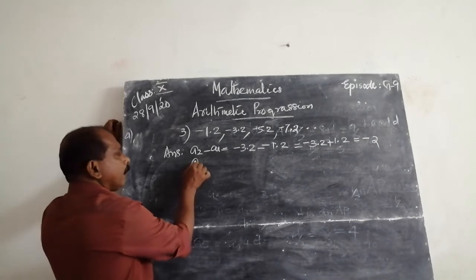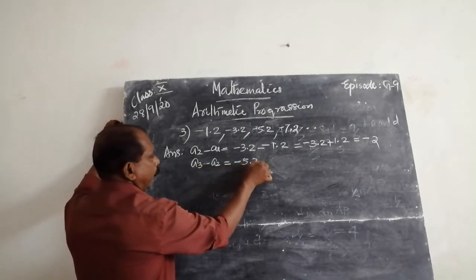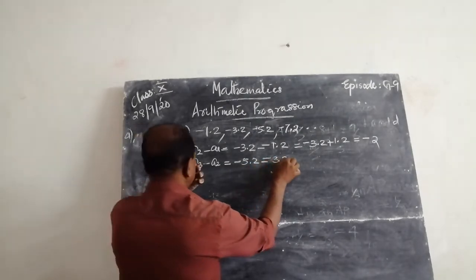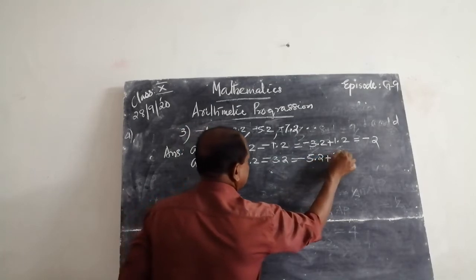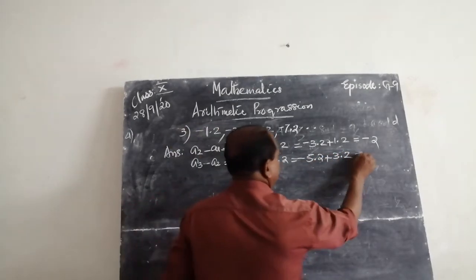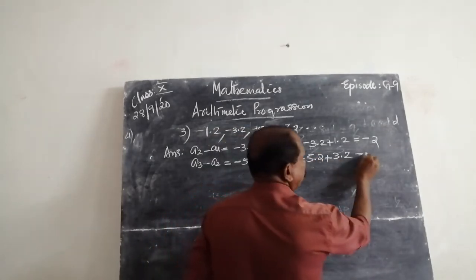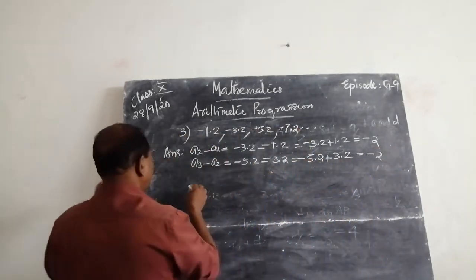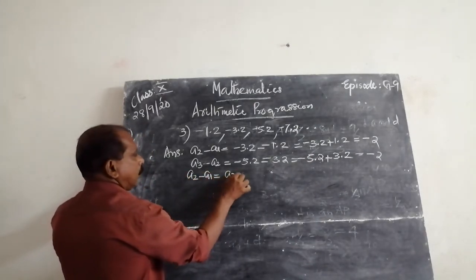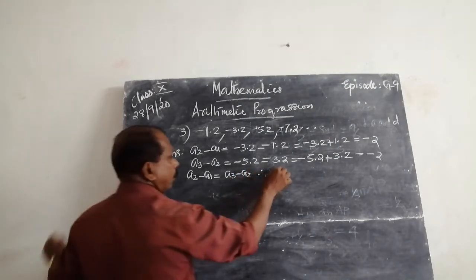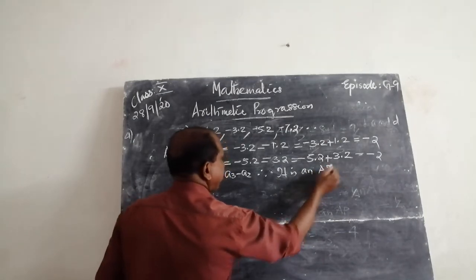Then A3 minus A2 is equal to minus 5.2 minus 3.2 is equal to minus 5.2 plus 3.2 is equal to difference is 2, highest is 5 is minus, therefore minus 2. They are equal. Therefore, A2 minus A1 is equal to A3 minus A2. Therefore, it is an AP.